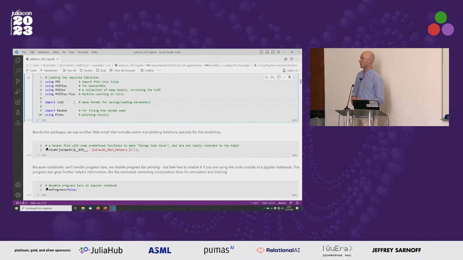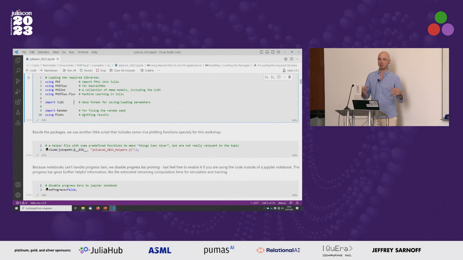As you wish. I pasted the link to this notebook. It's on the GitHub repository of FMI Flux, and it's at the second slide where the agenda is. The presentation slides, by the way, are linked in the slot on the JuliaCon keynote. So, we use JLD2 and the random library for fixing the random seed.